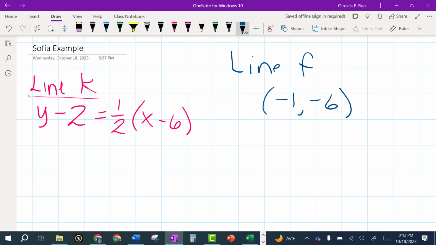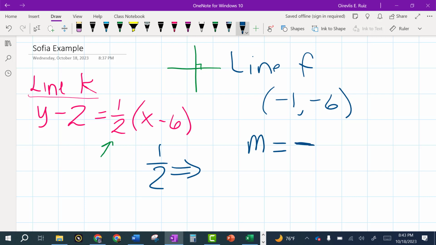Okay, so in order to find the equation for line F, we need to use what we know about perpendicular lines, right? You'll have two lines that are perpendicular, and you use the slopes to tell if they're perpendicular. The slope for line K is a positive 1/2. Perpendicular lines have opposite signs and reciprocal slopes. So line F will have a negative slope, and if you take 1 over 2 and write its reciprocal, that's 2 over 1, which is just 2.